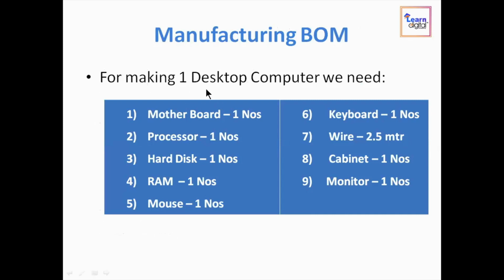As I discussed earlier, we are the manufacturer of desktop computers, and for that we buy all these products, as these are our raw materials: the motherboard, processor, hard disk, wire, cabinet, all these things. So for making one desktop computer, what we need: one motherboard, one processor, hard disk, RAM, mouse, keyboard, wire, cabinet, and monitor. All these one piece each are required, and wire we need is 2.5 meter.